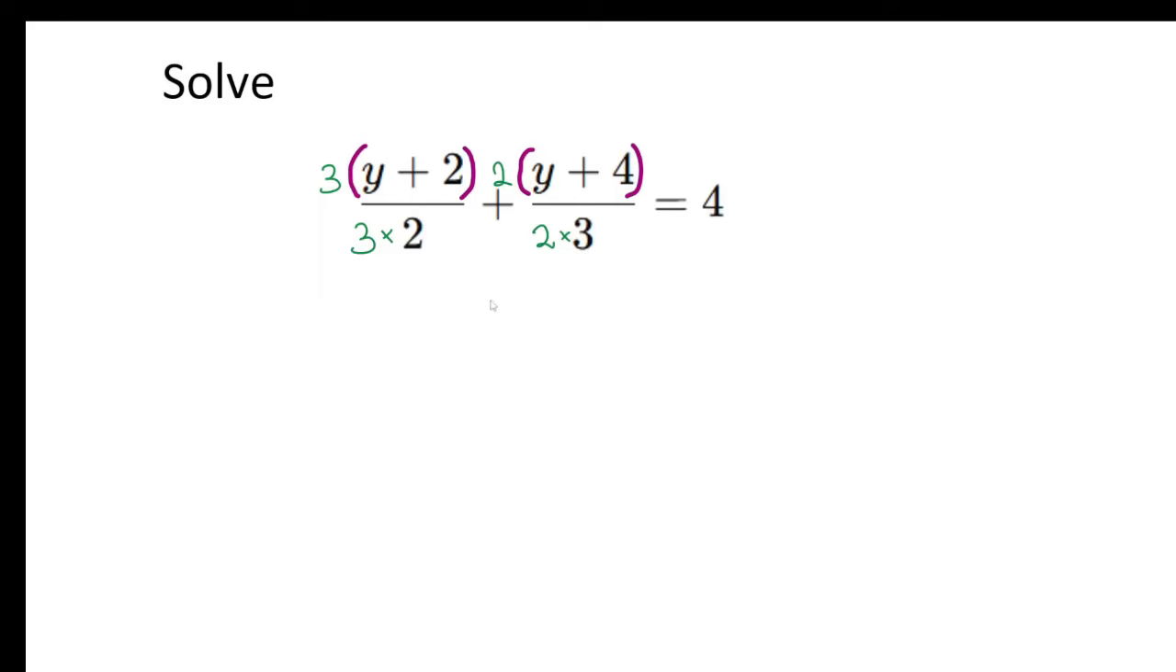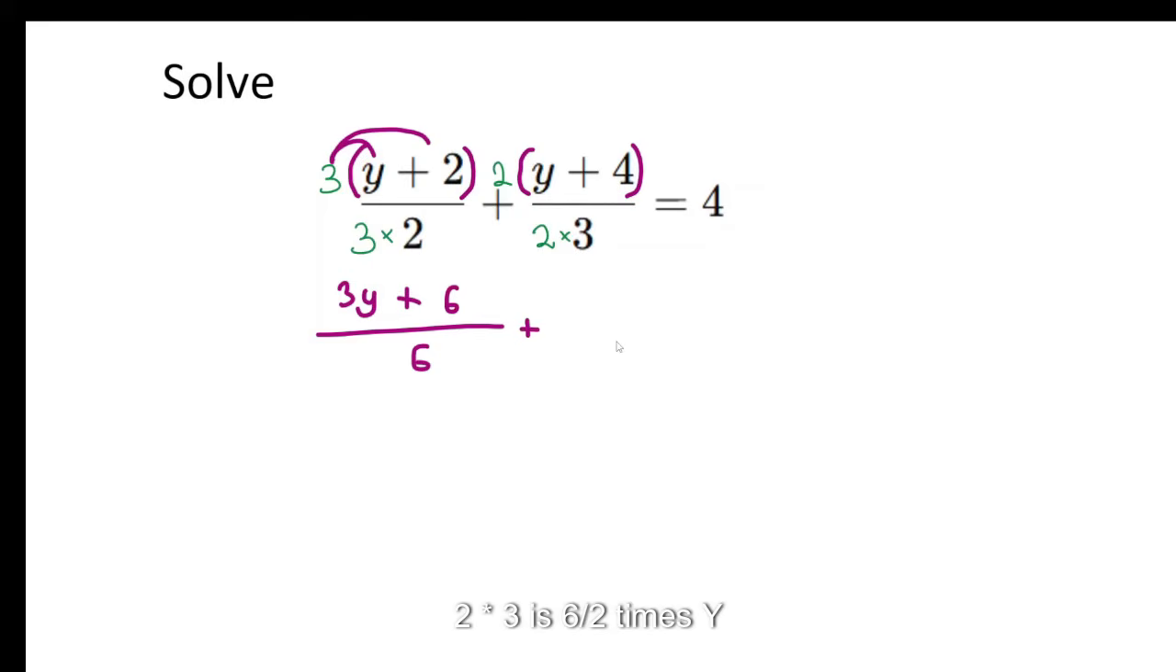Now 3 times 2 is 6. 3 times y is 3y. Add 3 times 2 is 6. Add 2 times 3 is 6. 2 times y is 2y. Add 2 times 4 is 8, is equal to 4.